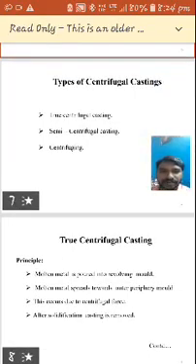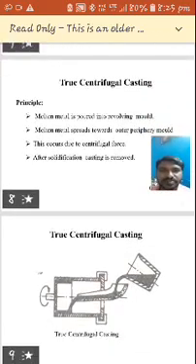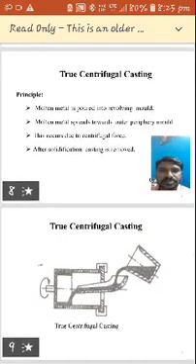There are a few types of centrifugal castings, which we discussed earlier at the start of this class. The first one is true centrifugal casting, the second one is semi-centrifugal casting, and the last one is centrifuging. These are the three types of centrifugal castings. First we'll see the true centrifugal casting.